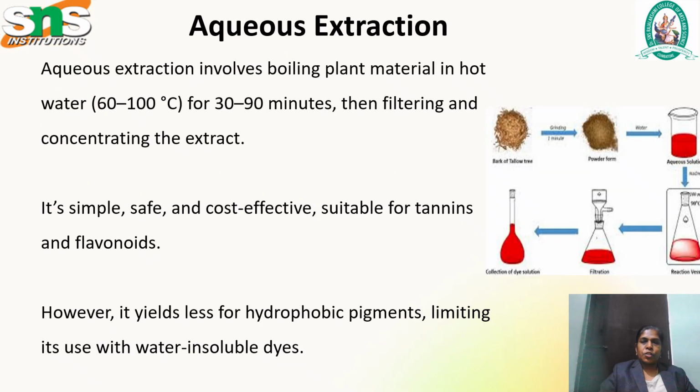The first type of extraction is aqueous extraction. Here water is used as the solvent. So aqueous extraction involves boiling the plant material in hot water at about 100 degrees Celsius for 30 to 90 minutes, then filtering and concentrating the extract. It is very simple, safe and cost effective, suitable for tannins and flavonoids. However, there is loss of hydrophobic pigments, limiting its use with water insoluble dyes. We can go only for water soluble dyes. Water insoluble dyes cannot be extracted by this method.